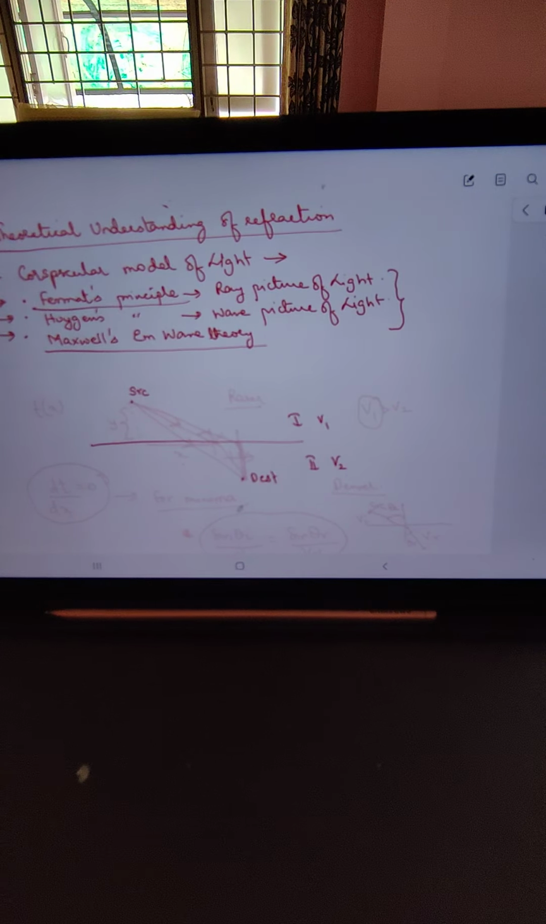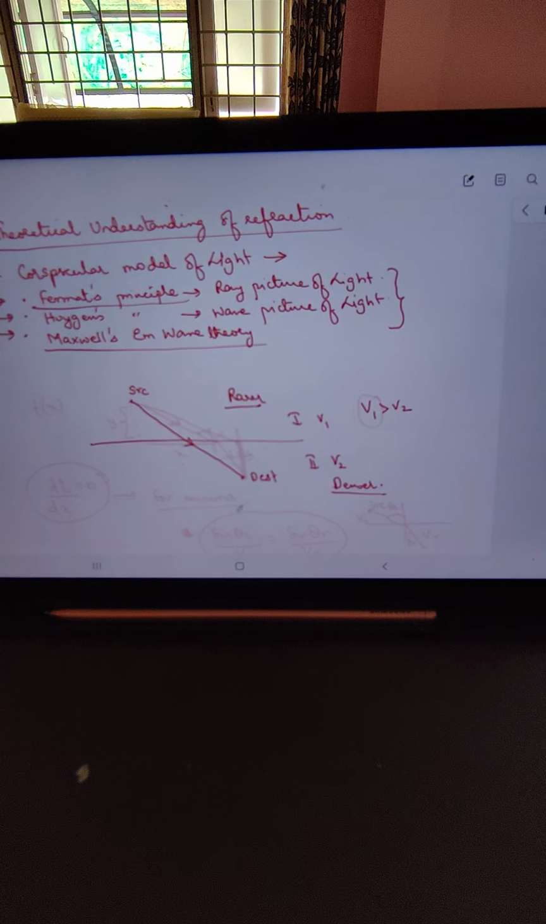Now, will it take the straight path? You also know that, let us assume V1 is greater than V2. So this is a rarer medium and this is the denser medium. In the rarer medium, light travels much faster than in the denser medium. So light can travel much faster in this medium and slower in this medium.